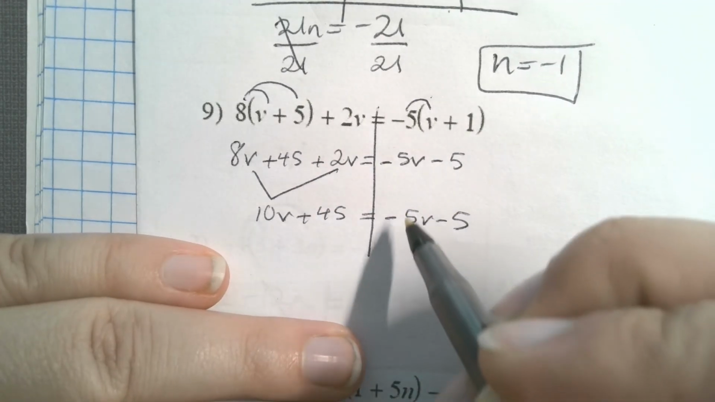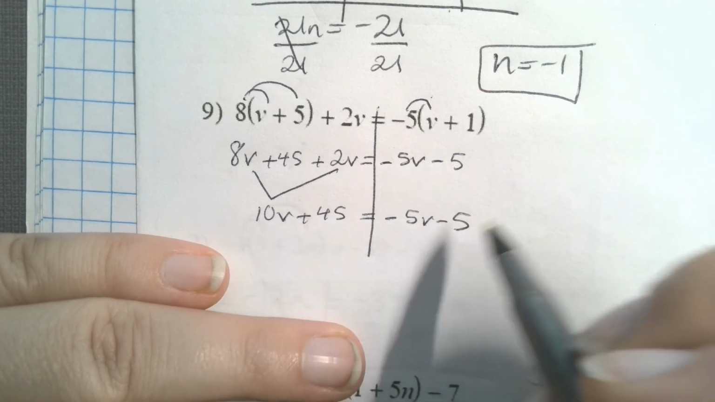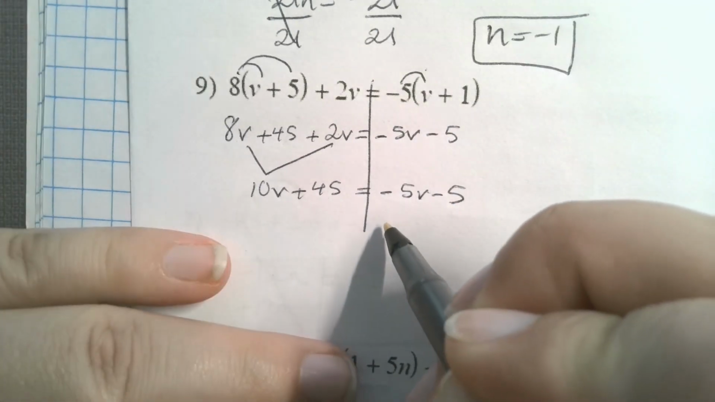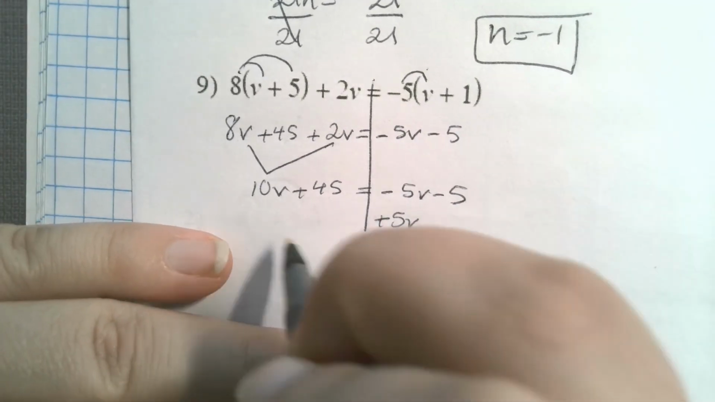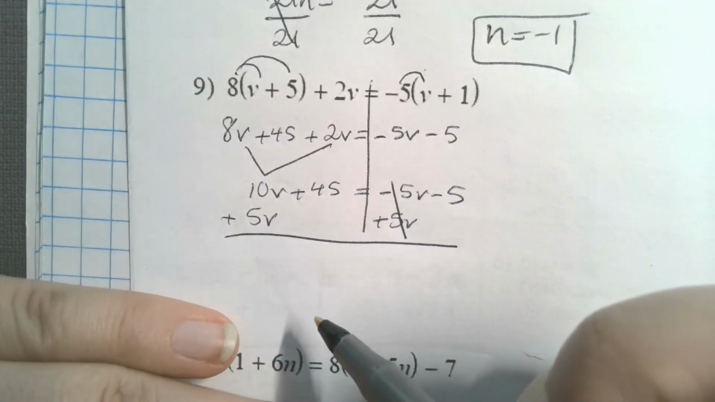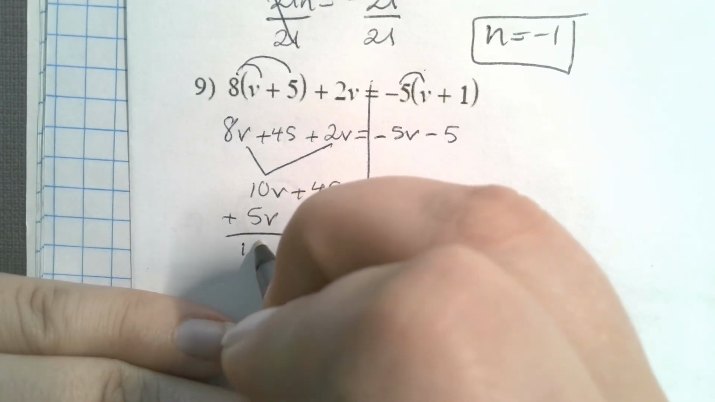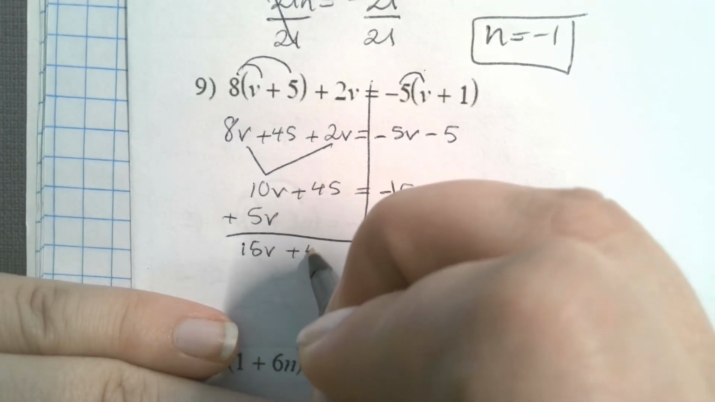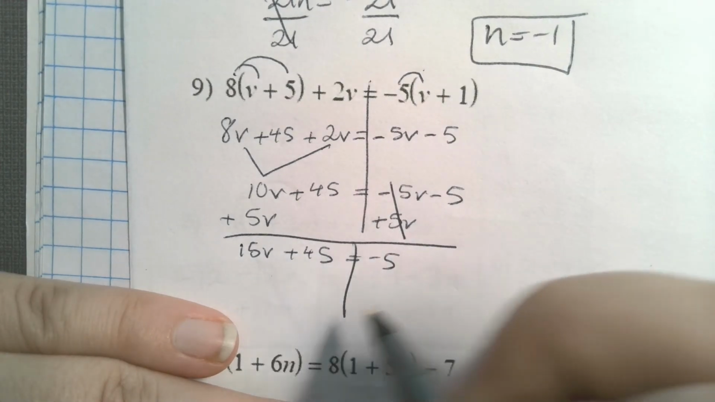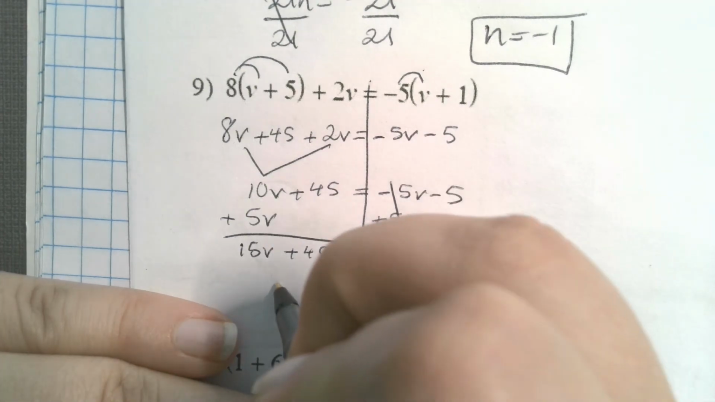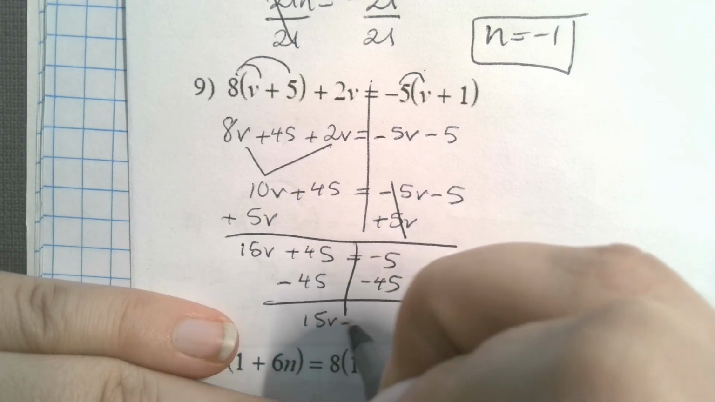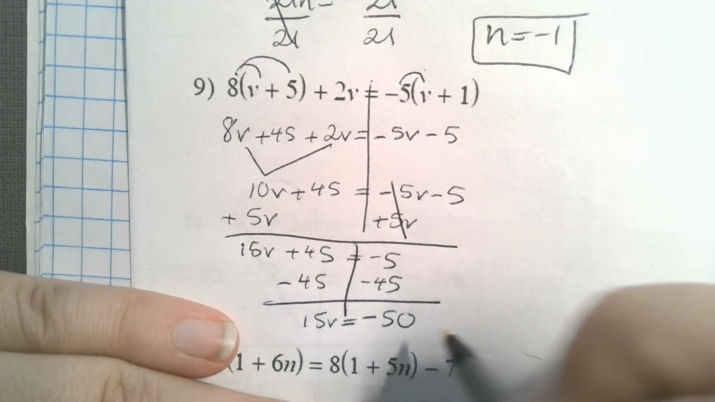We want all the letters on one side and all the numbers on the other. How I pick which side is which is going to be the easiest for me. I prefer positive numbers, so I'm going to say plus 5v, plus 5v. I try to keep the variable positive. It just makes it so I have fewer mistakes. So when I combine those, I've got 15v plus 40 is equal to negative 5. Then I'm going to get that constant to the other side. To move this to the other side, I'm just going to subtract.